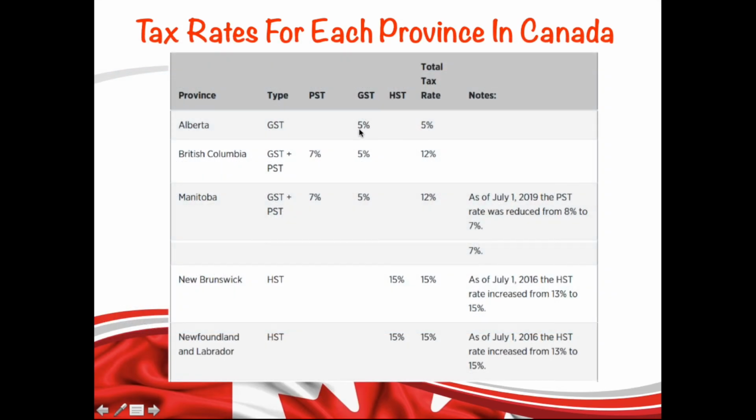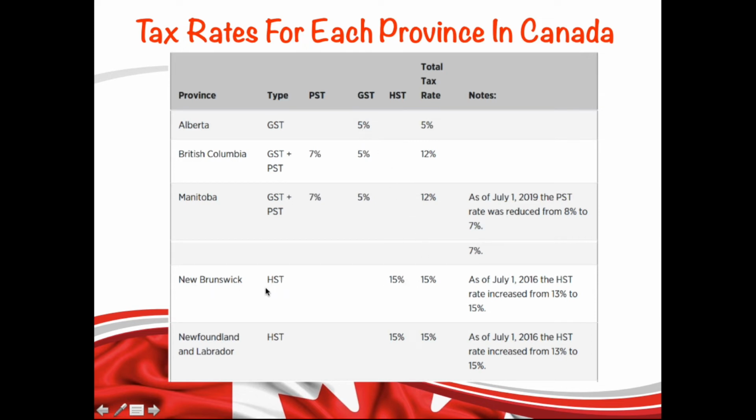So for most goods and services, we need to pay federal tax, which is 5%, and it is called GST. This is the fixed rate for each province. And in some of the provinces, we also need to pay PST, which is provincial sales tax. And HST is harmonized sales tax, which is a combination of GST and PST. And it varies from province to province because every province has set its own PST. And this is the reason HST is different for most of the provinces.